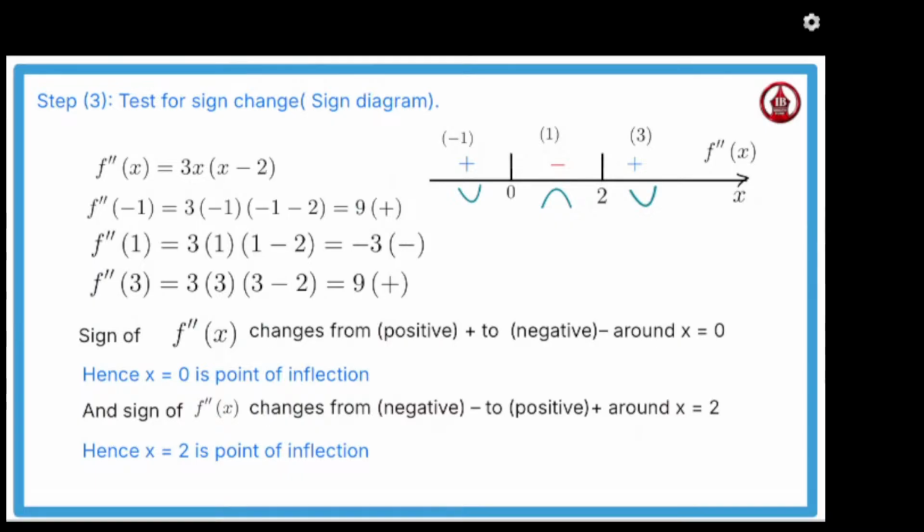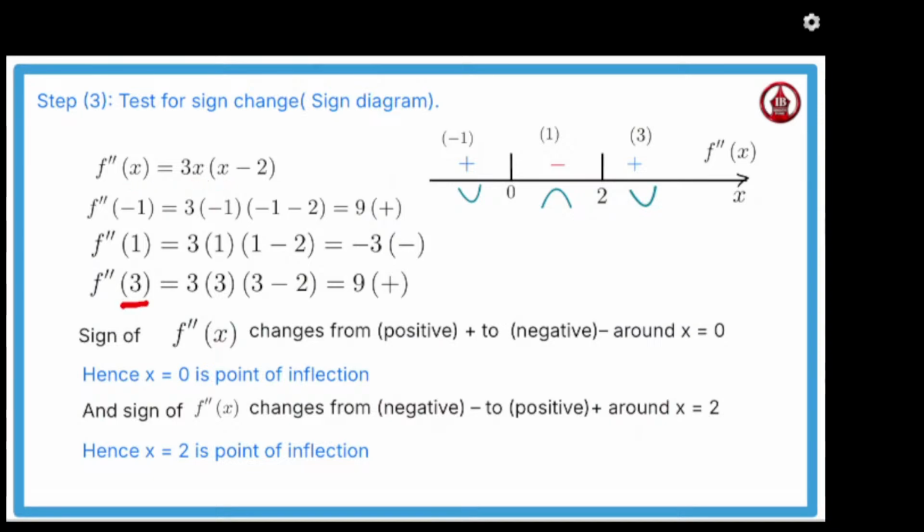Okay. Now let us see point x is equal to 2. To the left of 2, it is 1. So I have already substituted 1 in the second derivative. It is negative. So here we have negative. And to the right of 2, 3 is there.